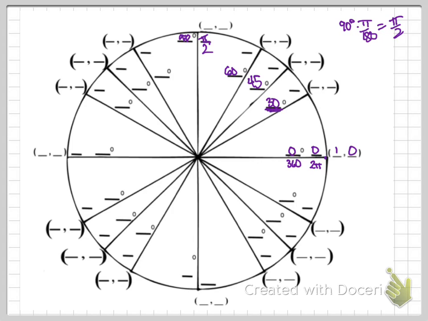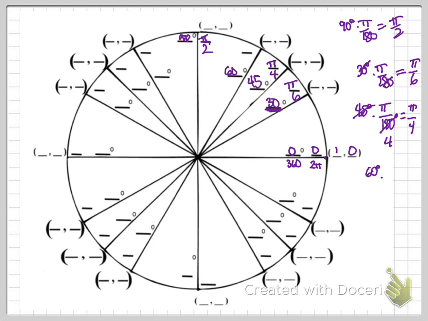So let's look at 30 degrees. Let's convert that. 30 degrees times pi over 180. So 30 goes into 180 6 times. So it's pi over 6. This is pi over 6. 45 degrees, let's convert that to radians. 45 times pi over 180. 45 goes into 180 4 times. So at 45 degrees, that is pi over 4.